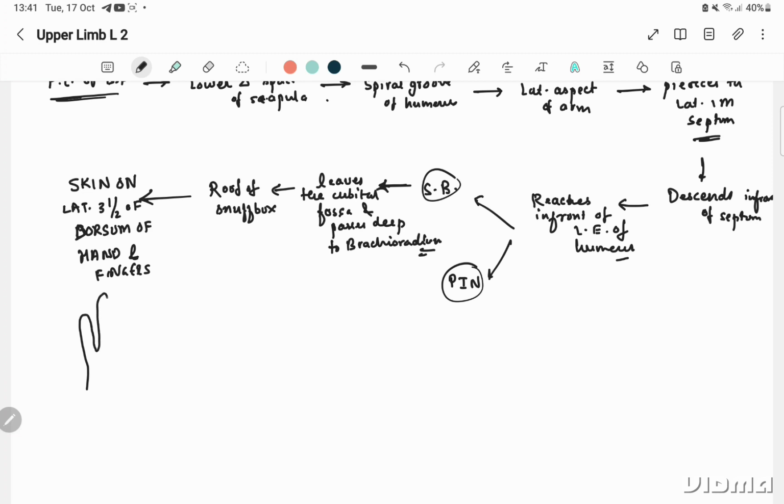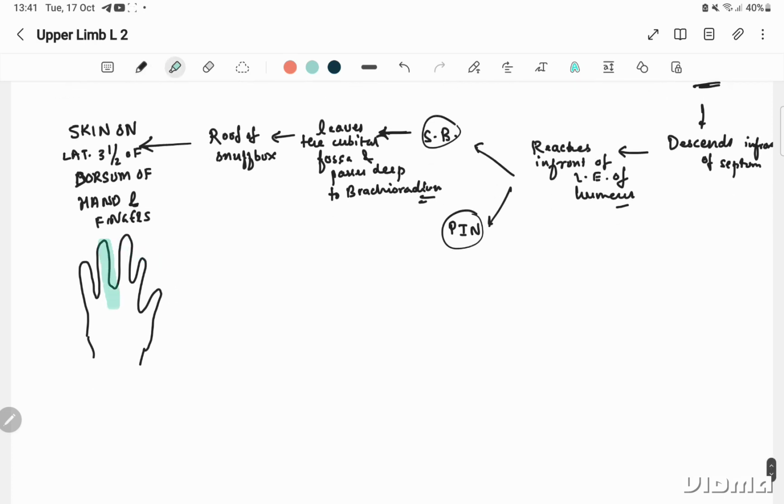You may draw this diagram here. If you have the hand, it will supply this part, this whole part. This is the lateral 3½, except the nail beds. Nail beds are not supplied by it. Nail beds are supplied by the median nerve, but the radial nerve supplies the dorsum. The dorsum is the posterior part of the hand. This is the lateral 3½ of the dorsum of the hand.